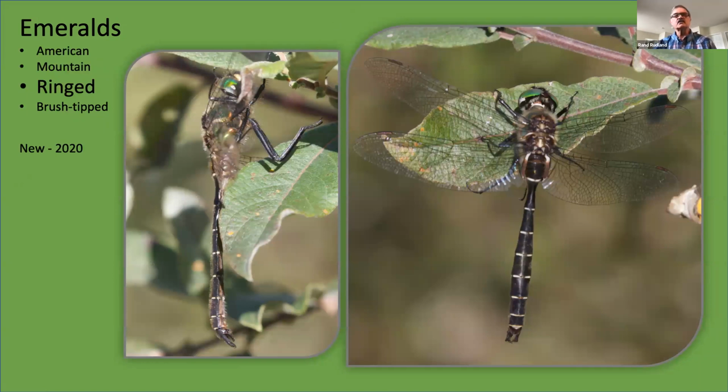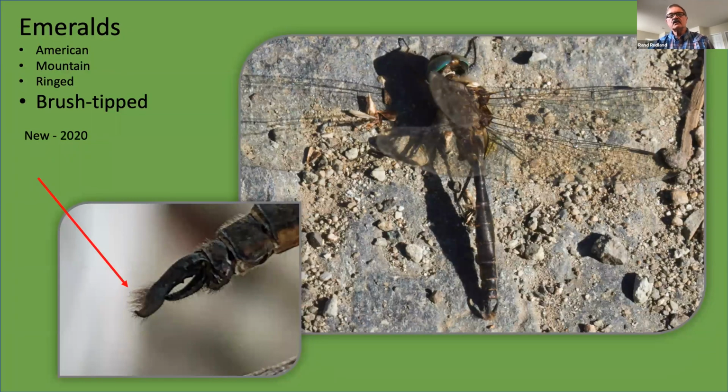The other emerald, this is a new one last year, ringed emerald. You can see how it gets its name. Rings separating each segment. Very, very distinctive, and can be seen actually with the naked eye. And the other new one last year, I was up at one of the higher elevation lakes, and this one was flying by, and it just looked a little different. So I was able to follow it and get it on the ground, and this very distinctive brush tip. It's the only one that we have that has the brushing of the male appendages. So keep your eye open for that one as well.